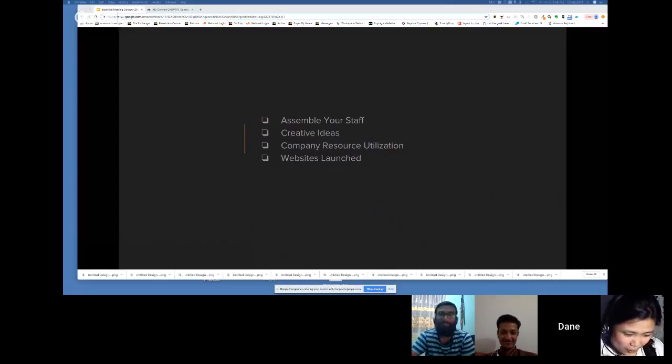You know that number three there, company resource utilization. If your staff, which is supporting you, is not smart, you're going to have issues. So definitely watch that web developer that you got there. That's a VA. Okay, so evaluate.